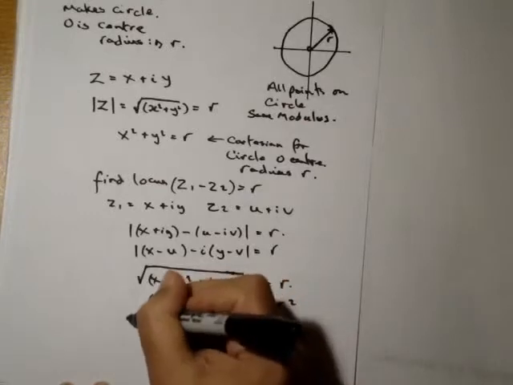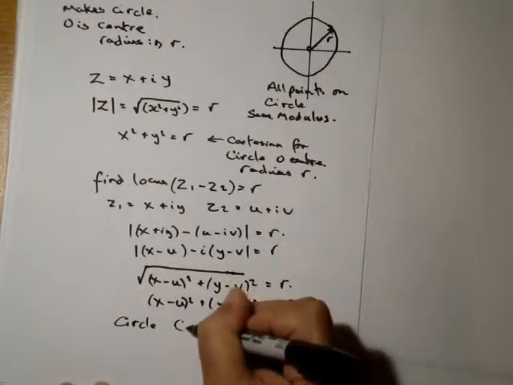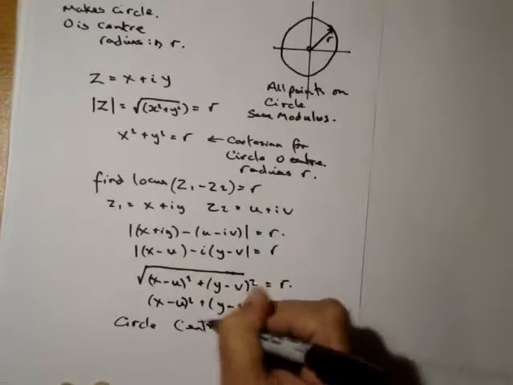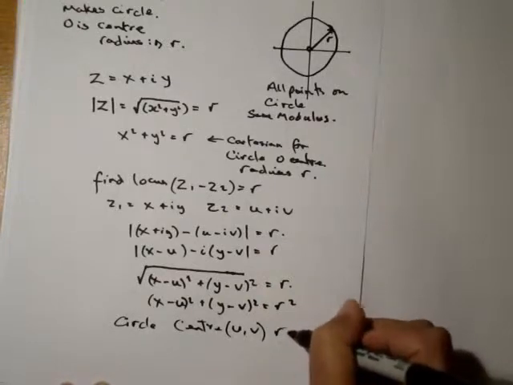So this would be a circle, center uv and the radius r.